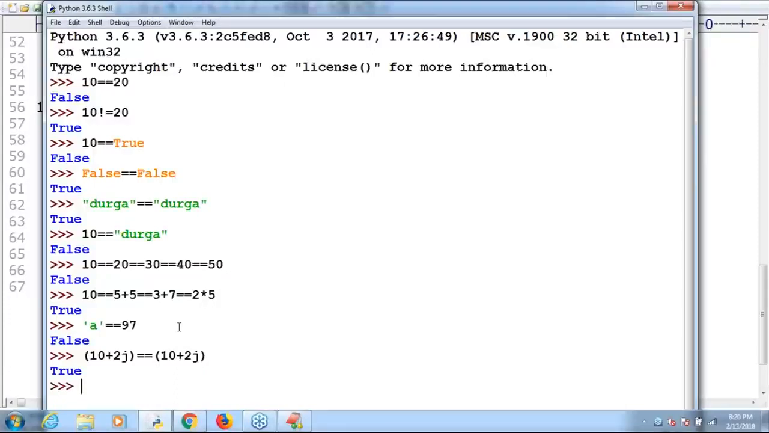Wonderful. Next, 10 plus 2j double equal to 'Durga', I'm taking. Can you please tell what the answer is? False is the answer. Everyone can able to understand, right? Are you in a position to understand?